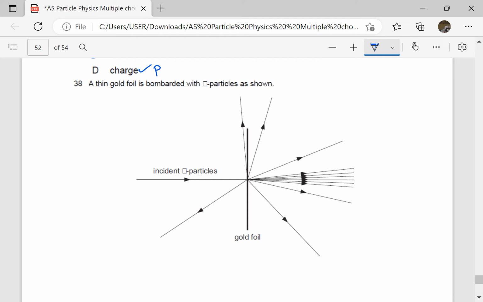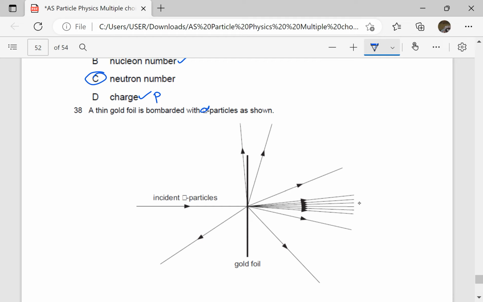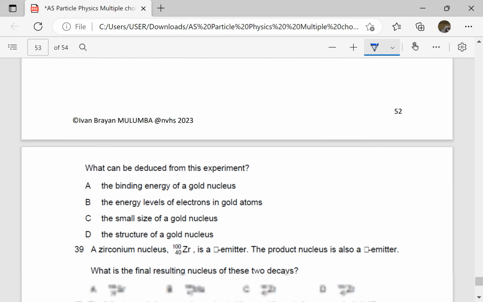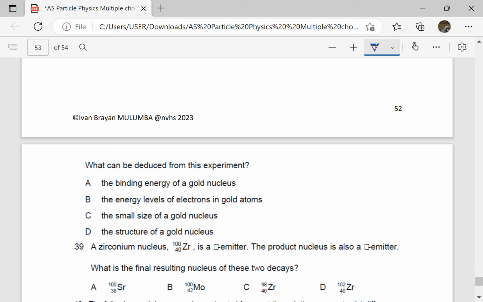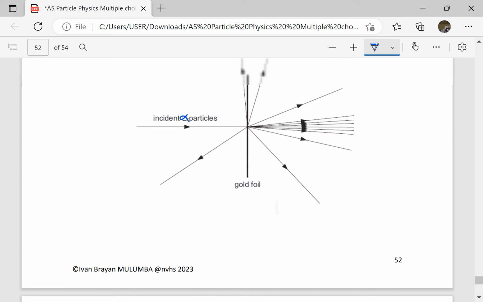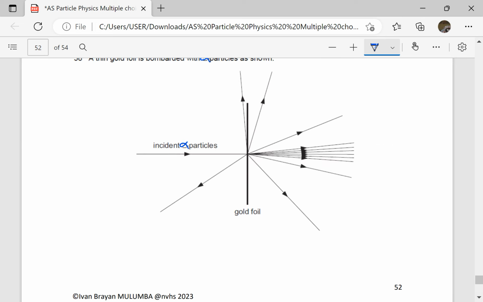A thin gold foil is bombarded with an alpha particle. So this is alpha, as shown in the figure. These are incident alpha particles. What can be deduced from this experiment? The binding energy of the gold nucleus? No. Energy levels? No. The size of a gold nucleus? Yes. This can help us to tell that the gold nucleus occupies a very small volume of the atom.